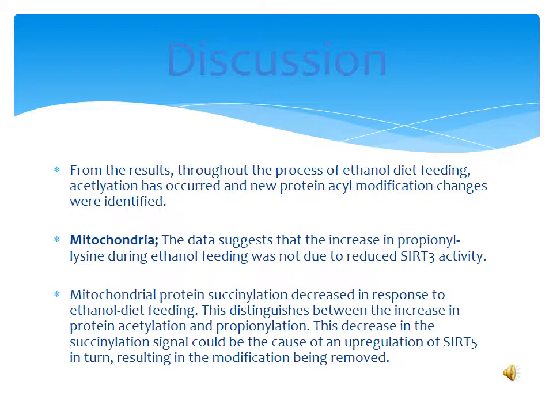Within the mitochondria, there were increases in protein acetylation and propionylation, so SIRT3 was tested for the observed increase, and there were no significant differences, suggesting that the increase of propionyl lysine during ethanol feeding was not due to reduced SIRT3 activity. However, during ethanol diet feeding, mitochondrial protein succinylation was reduced in contrast to the increase in protein acetylation and propionylation. This could be causing the modification to be removed due to an upregulation of SIRT5, although further studies must be carried out as there were no changes in SIRT5 protein levels in the mice.